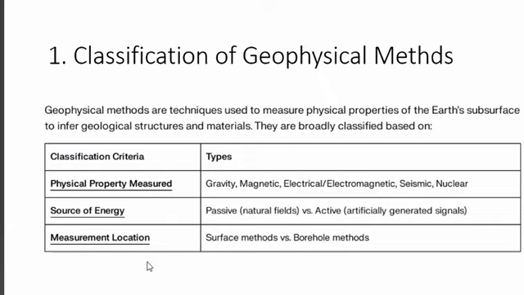For seismic, anything related to earth waves, elastic waves that flow in the earth: seismic reflection, refraction, interferometry, surface wave analysis, ambient noise. Anything that has to do with seismic is classified under that. Then you also have nuclear, where radioactivity, proton precession methods and magnetic resonance can fall. So if you're just talking about the physical property measured, you can make that classification.